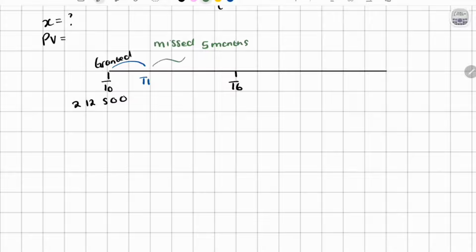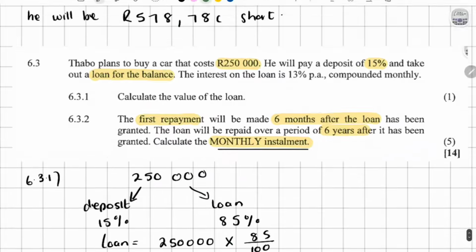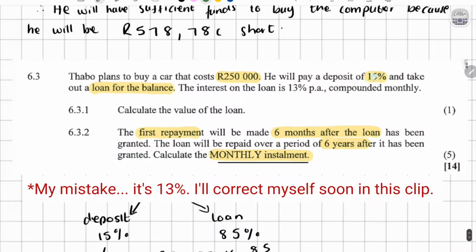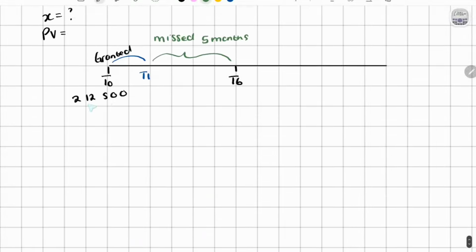So because he missed 5 months, he's not going to owe this anymore. He missed 5 whole months. This money is going to grow for 5 months, and that's what he's going to owe. So we need to take this money, and at the interest rate that this account is being charged, which is the interest rate they already mentioned here, 15%, right? And of course, it is per annum compounded monthly. So we're going to have to grow this money for 5 months using the compound growth formula.